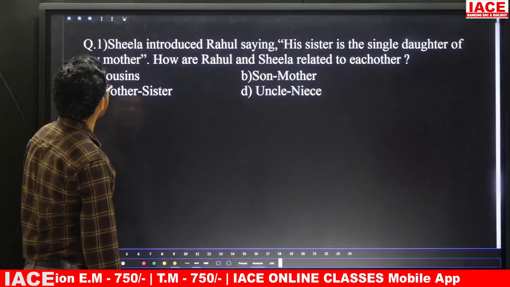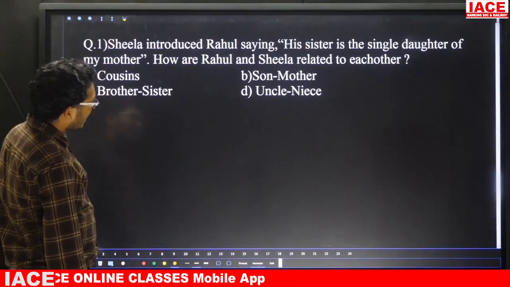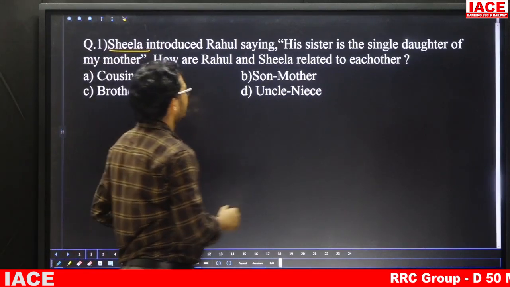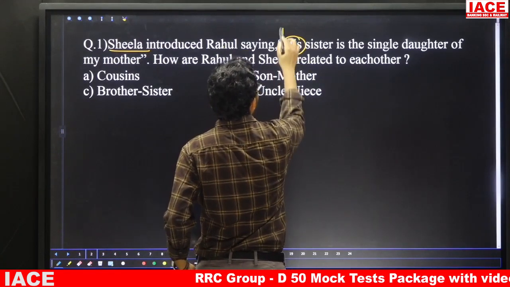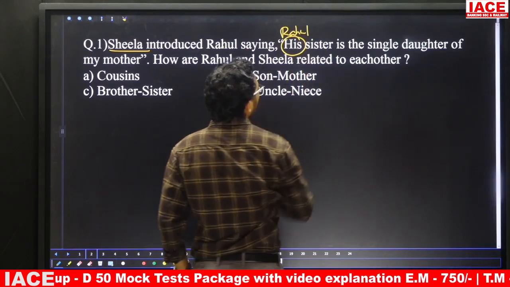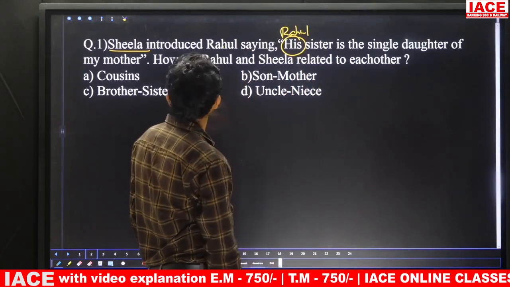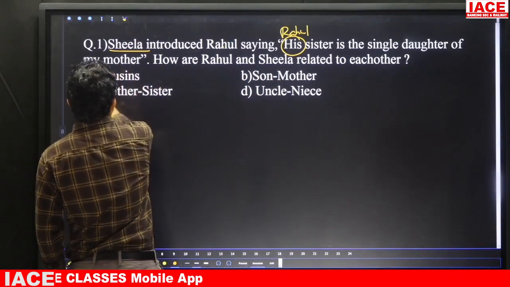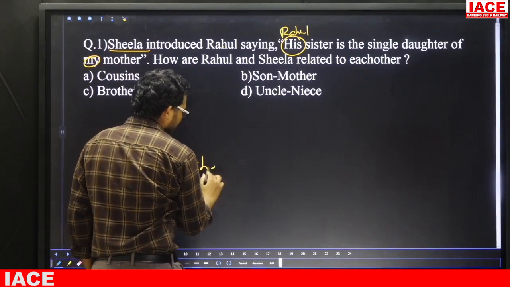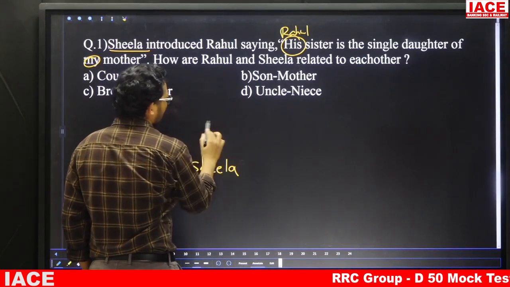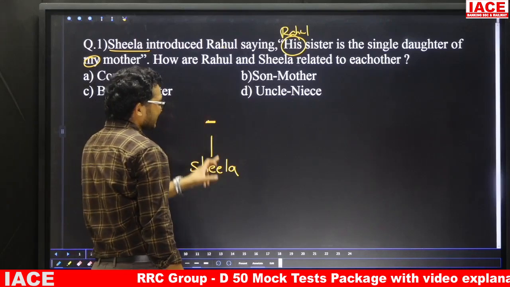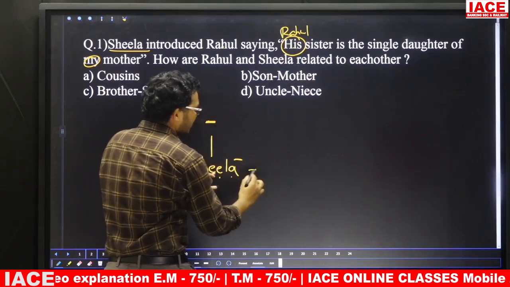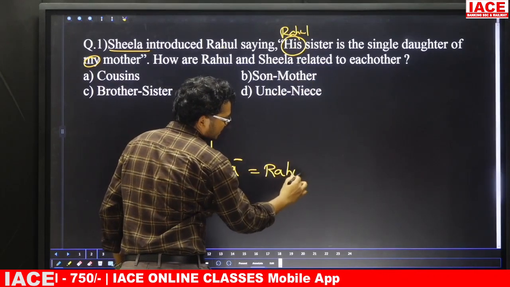Take your first question. Sheila introduced Rahul saying, "His sister is the single daughter of my mother." Here the speaker is Sheila, and he qualifies Rahul. Suppose, friends, take care here, "my" qualifies Sheila. Sheila has one mother, and this mother has a single daughter, which means Sheila. Now Rahul's sister, that means this Sheila is Rahul's sister.